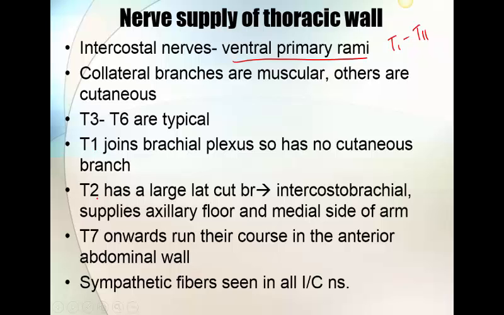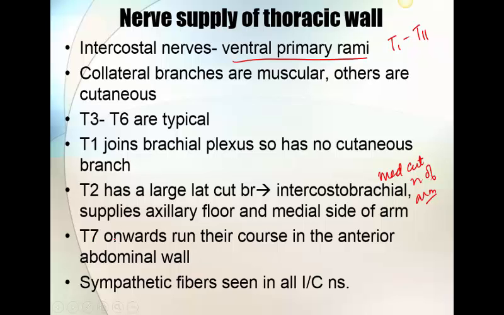The second thoracic intercostal nerve has a large lateral cutaneous branch, and we'll see that. This lateral cutaneous branch goes into the axilla and the medial side of the arm, and it actually connects with another cutaneous nerve, which is called the medial cutaneous nerve of the arm. So it connects with another nerve, and this branch is extremely large, and so it goes into the arm. So again, this is a bit irregular, not typical.